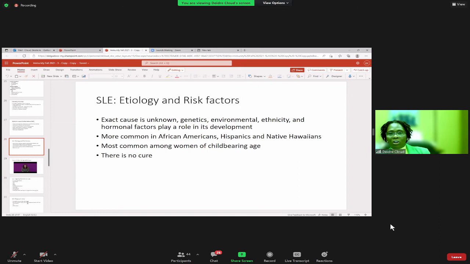So the exact cause is unknown, just like the other diseases. But genetics is believed to be a part in it. It happens in more African Americans, Hispanic, and Native Hawaiians. That's what they're saying. And it's most common among women of childbearing age, and there is no cure.